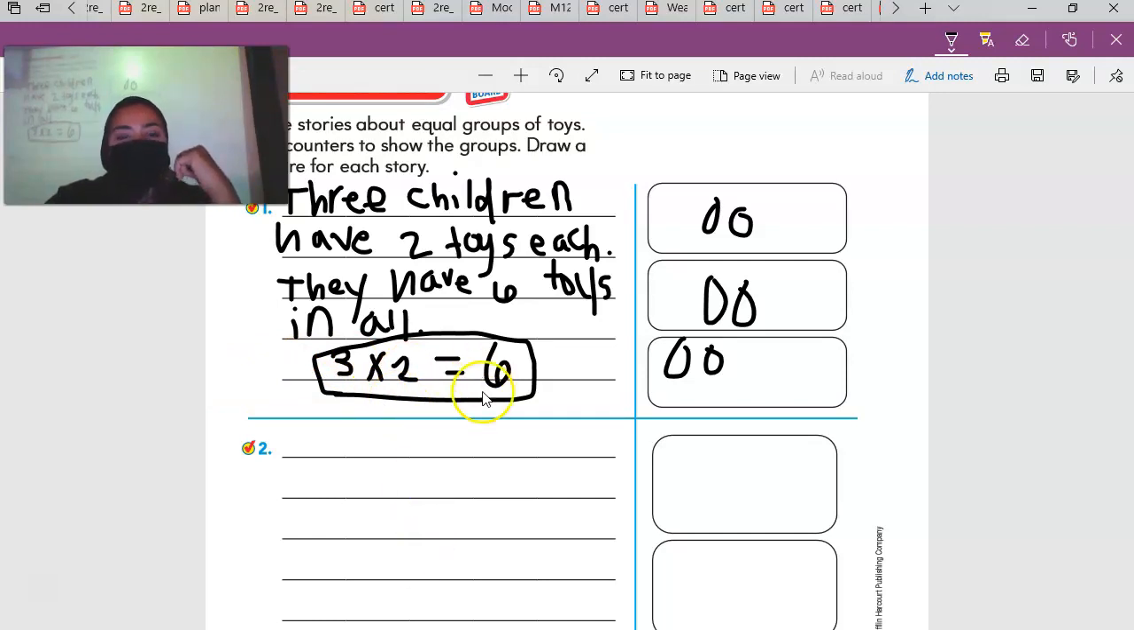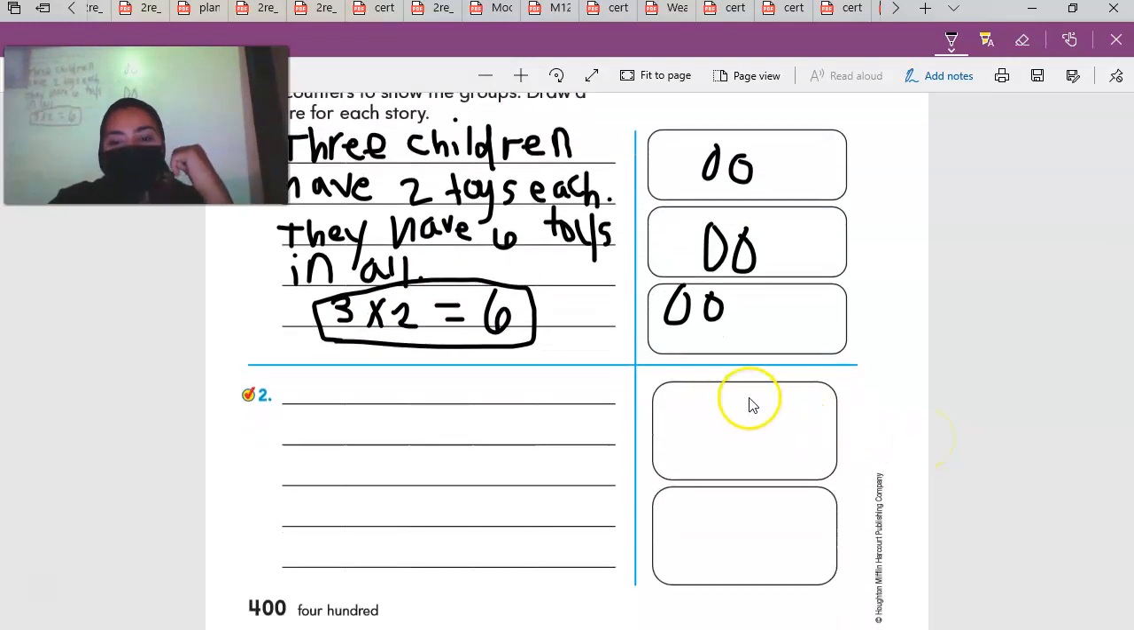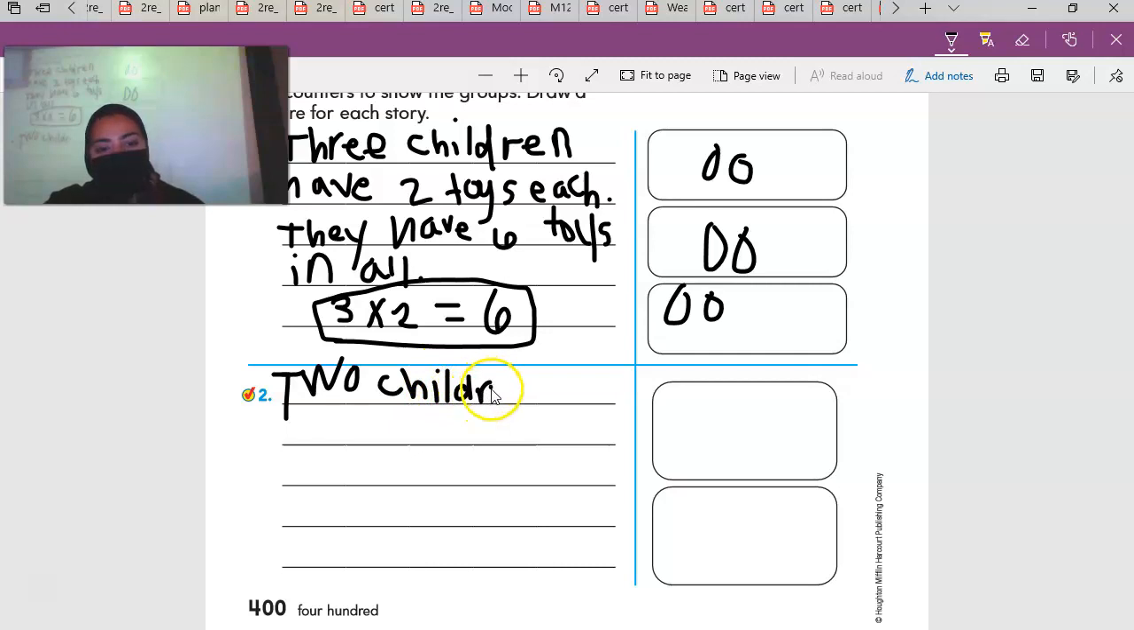All right, so here it says you're doing the same thing. You're still using toys. So we're going to write a problem, but now instead of saying 3 children, how many groups are there now? 2. So you're going to say 2 children this time. And again, you can use whatever object you want. I just use children to make it simple, but use whatever you'd like. So 2 children have, how many toys do we want to give each child this time? Let's do 4. 2 children have 4 toys each.